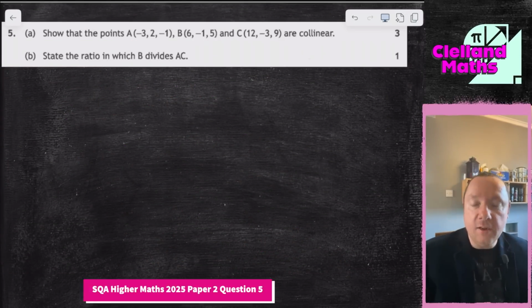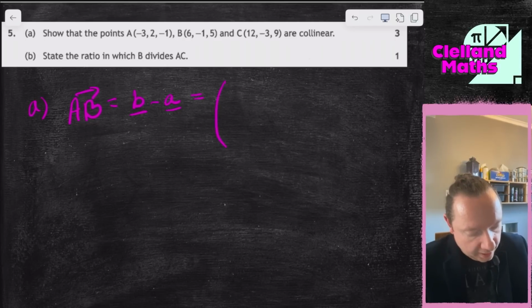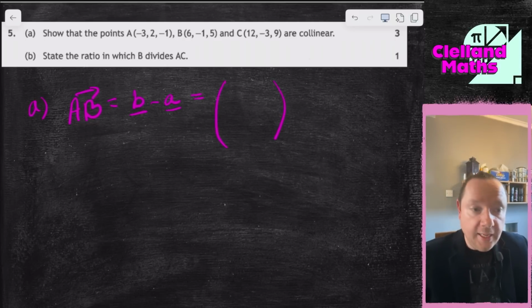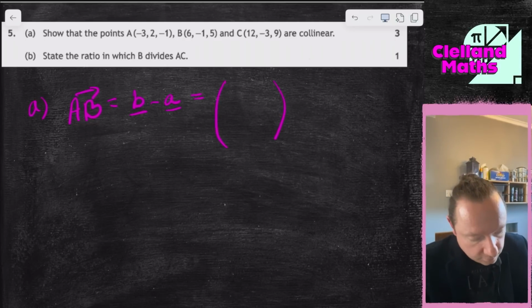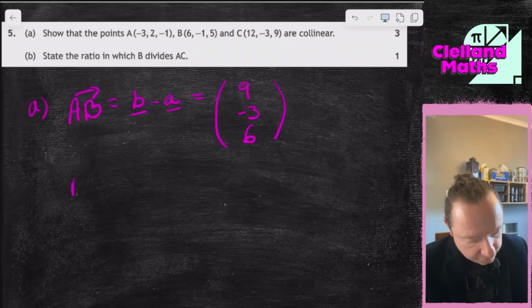Show that the points are collinear and then find the ratio that b divides a to c. So for collinearity, I do a to b, which is b minus a. So that is 6 minus minus 3, which is 9, minus 1 minus 2, which is minus 3, and 5 minus minus 1, which is 6. And then we do the same for b to c, which is c minus b.